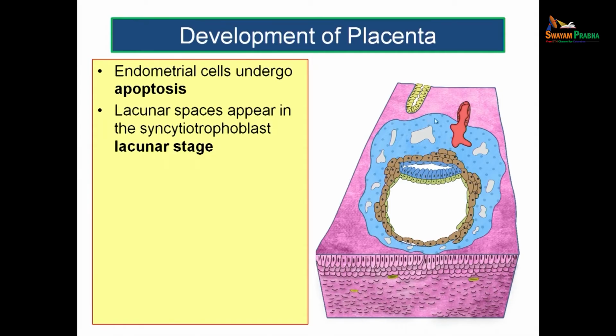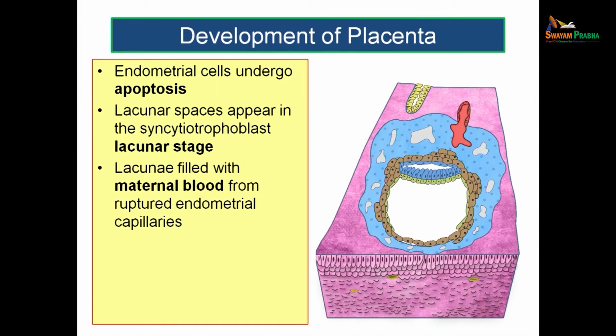Simultaneously, in the syncytial trophoblast you have the lacunar spaces developing. When the syncytial trophoblast has spaces within it, this stage is known as the lacunar stage of the syncytial trophoblast. Later, the endometrial wall has endometrial vessels, both endometrial arteries and veins. These blood vessels start to erode the syncytial trophoblast and fill up the lacunar spaces with maternal blood. The endometrial capillaries get ruptured and pour out the maternal blood to fill the lacunar spaces.